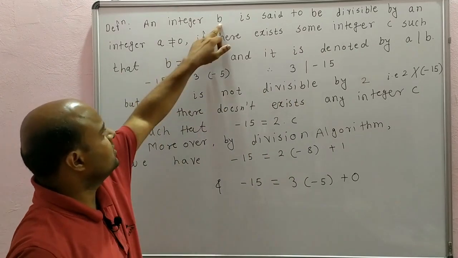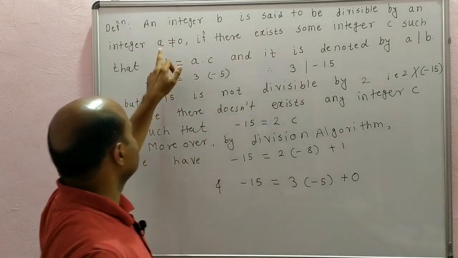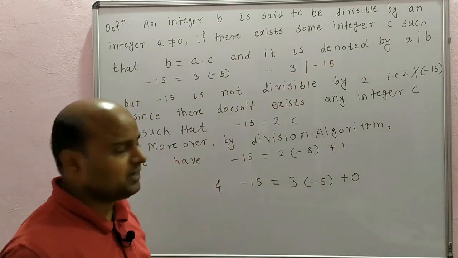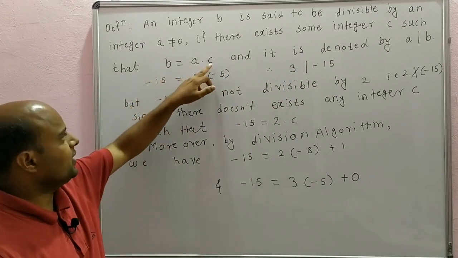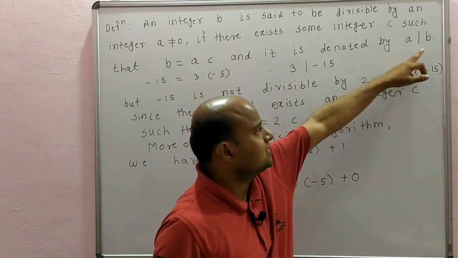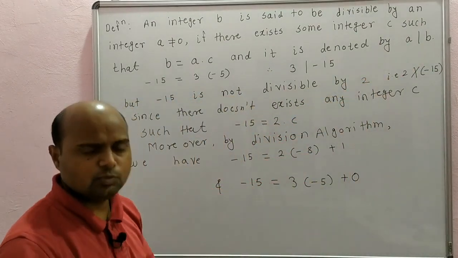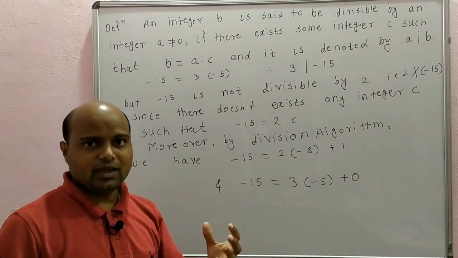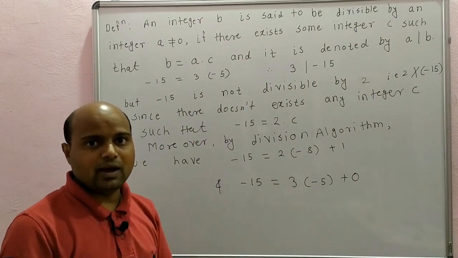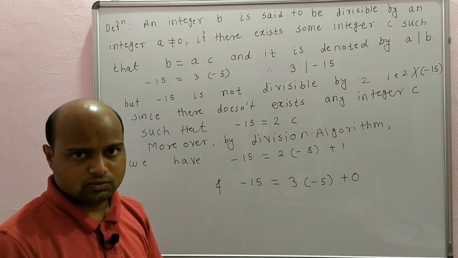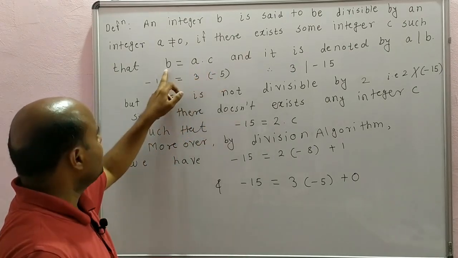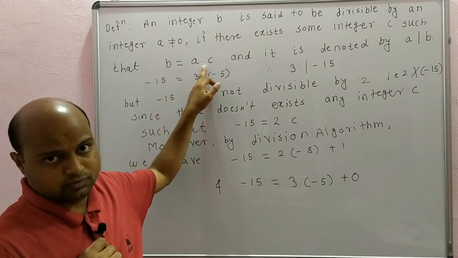An integer b is said to be divisible by an integer a if there exists an integer c such that b equal to a into c, and it is denoted by a divides b. Suppose you have two integers a and b, then b is said to be divisible by a, where a is non-zero, if there exists an integer c such that b equal to ac.